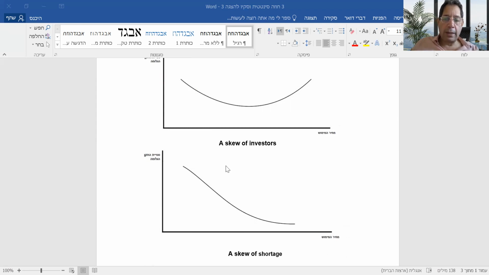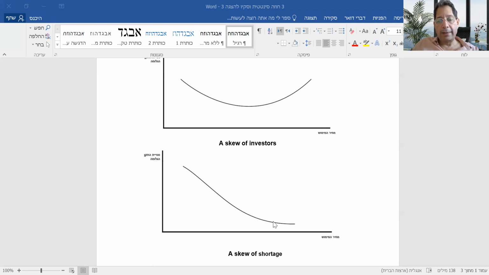How is a skew of investors created? It's created because investors want to defend themselves. And they defend themselves by buying a put option, to be sure that they will not lose much if the market goes down. And to pay for this put option, they write a call option. When investors buy put options out of the money, the price is going up, and the implied volatility is going up as well.